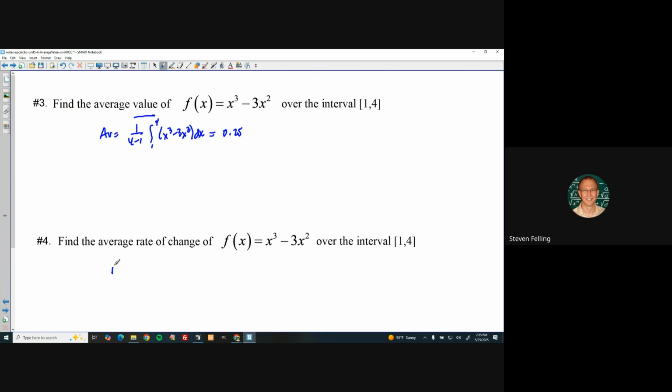Average rate of change, that's going to be f at 4, so plug 4 in, minus f at 1 over 4 minus 1. So they both have a divide by 4 minus 1. It's what's happening on the top. And this one would be 16 minus negative 2 over 4 minus 1. And that turns out to be 6. So we should have gotten 6. And the units there would be something per something, because that would be a slope unit.